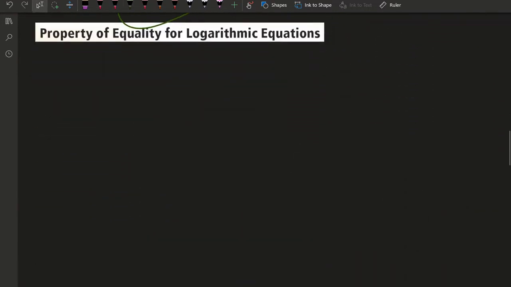Now, the property of equality for logarithmic equations is very similar to the property of equality for exponential equations. And that goes like this. If I have a log with some base like 5, x, and that equals a log with an identical base, 5, 7, basically both sides are the same except there's an x and a 7. So if they're both identical except for these two pieces, then those two pieces must be equal.